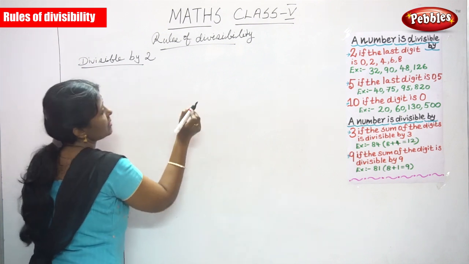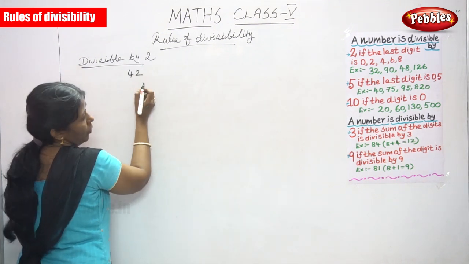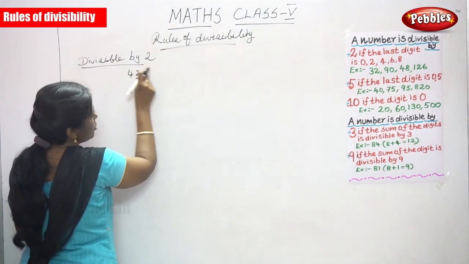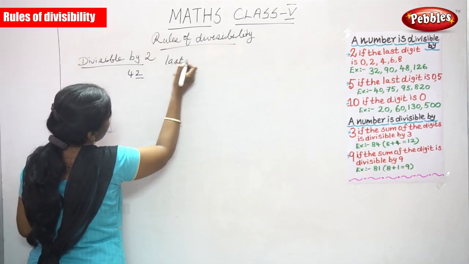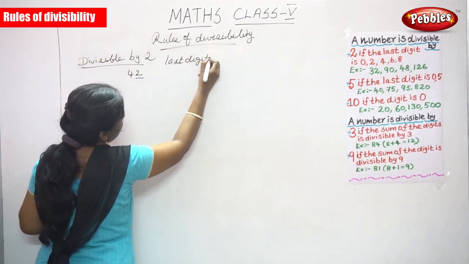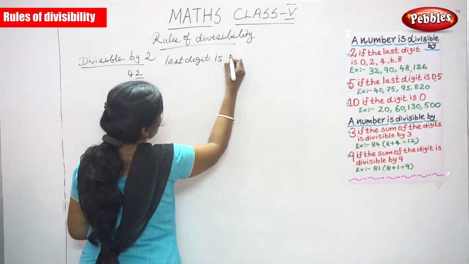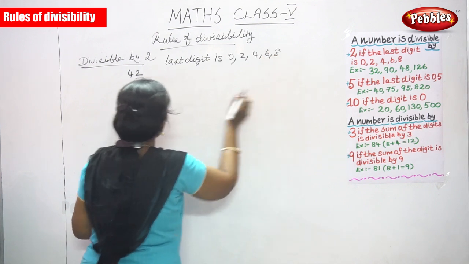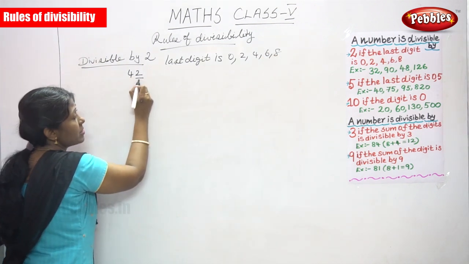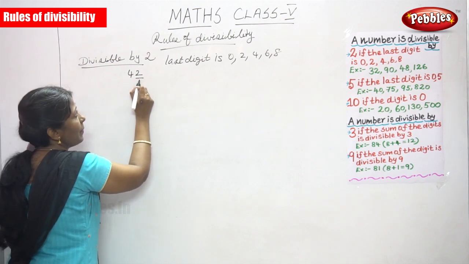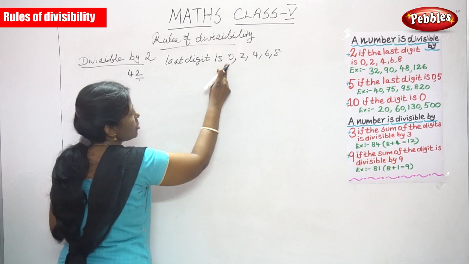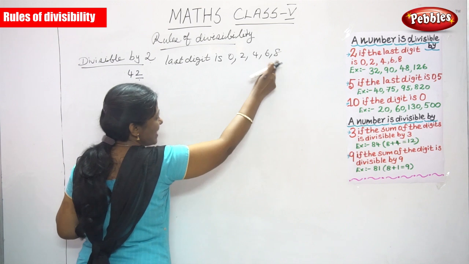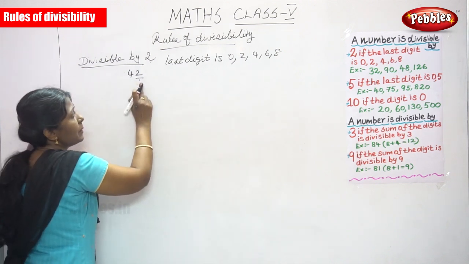Now the number is 42. The last digit is 2. So 42 is divisible by 2 because the last digit is 0, 2, 4, 6, or 8. If the last digit ends with 0, 2, 4, 6, 8, it means it is divisible by 2.